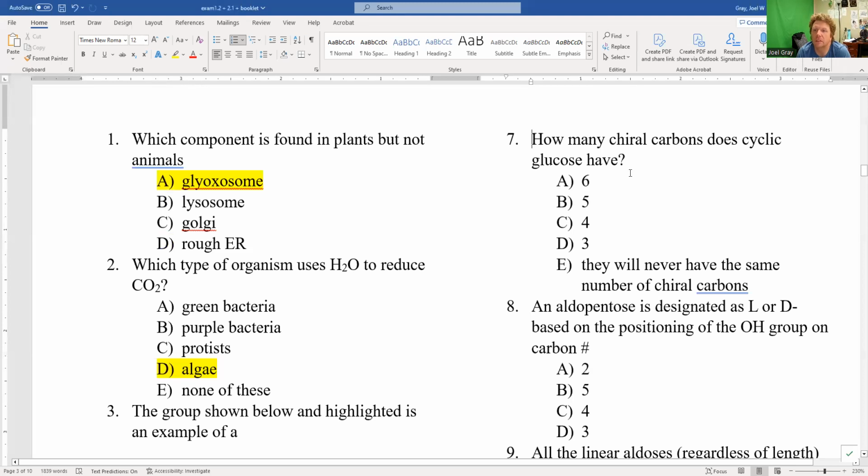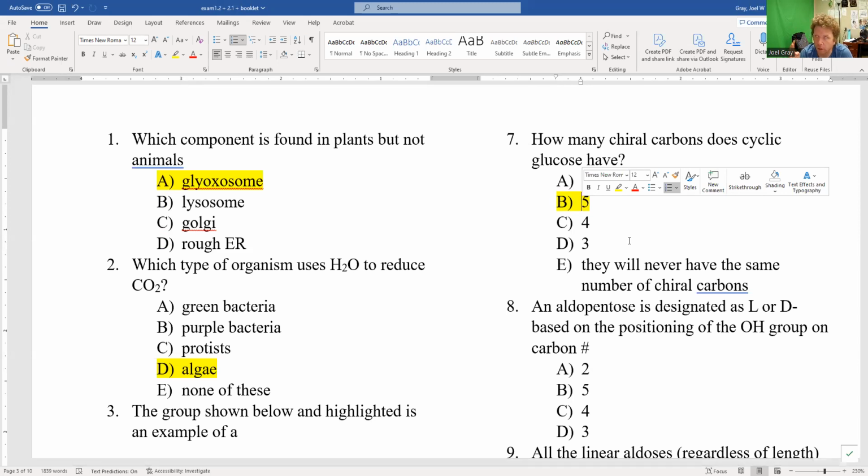Cyclic glucose. Now this is a cyclic glucose. You're going to have a total of 5 chiral carbons because if you remember, linear glucose has 4 chiral carbons. Whenever you cyclize it, carbon number 1, which was not chiral, becomes a chiral carbon. So we're looking at B, 5, as the answer to question number 7.